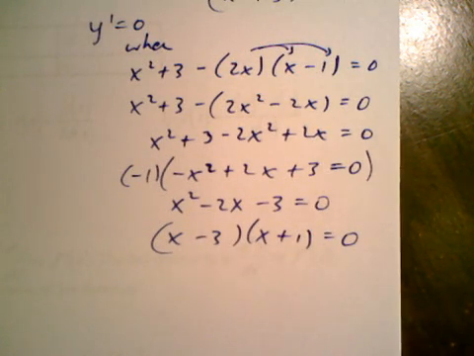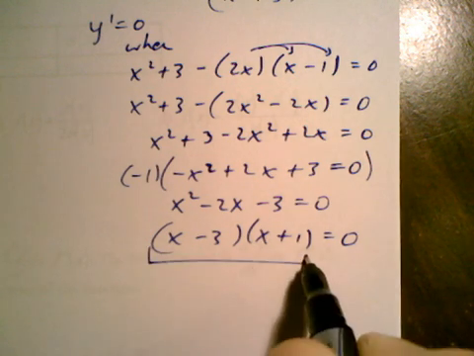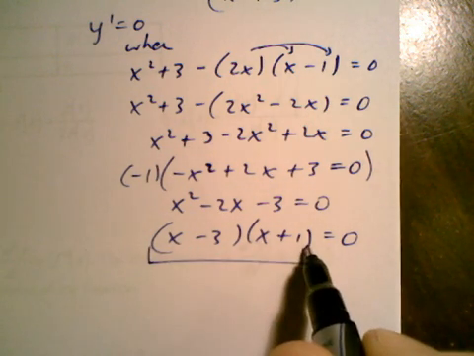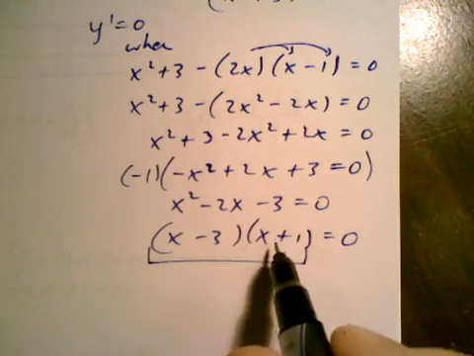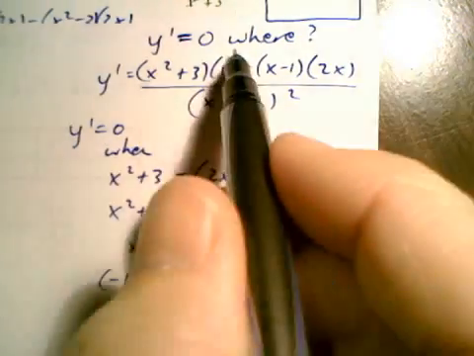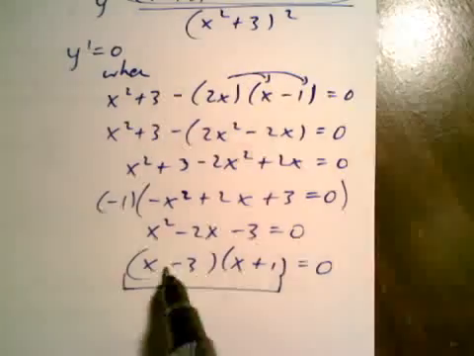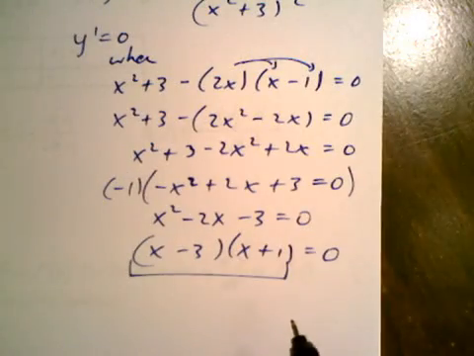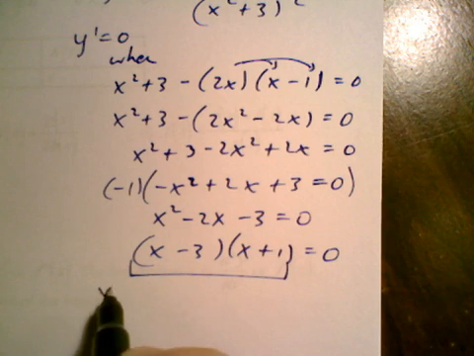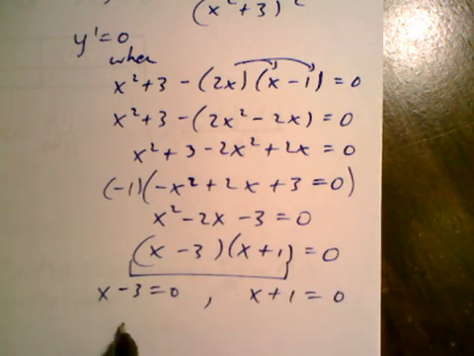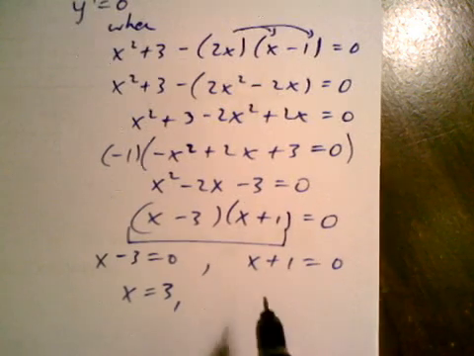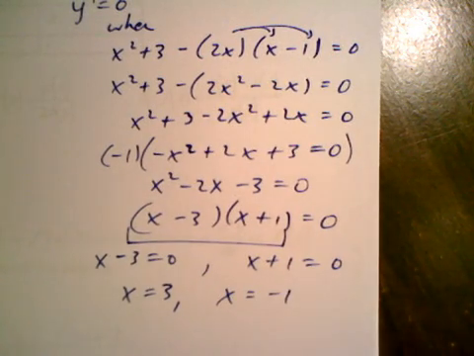And keep in mind, this polynomial here is what y prime is equal to in the numerator. If we go all the way back here, this numerator is equal to x minus 3 times x plus 1. Therefore, y prime equals 0 when x minus 3 equals 0, and when x plus 1 equals 0. In other words, when x is equal to 3 and when x is equal to negative 1.